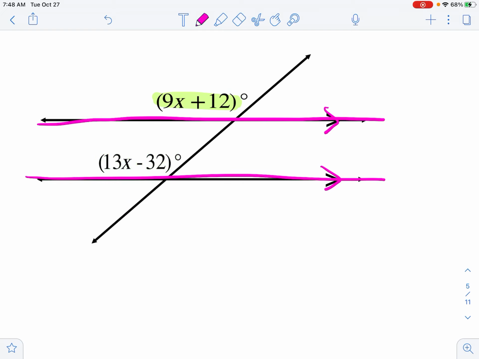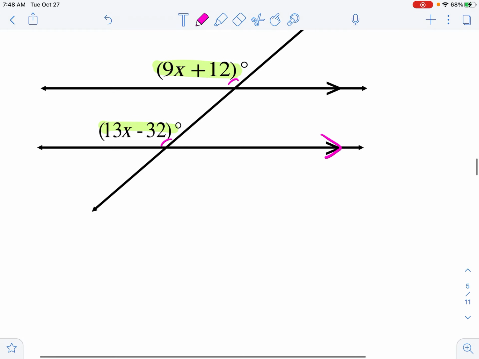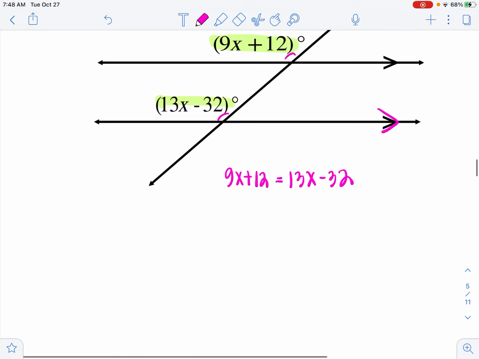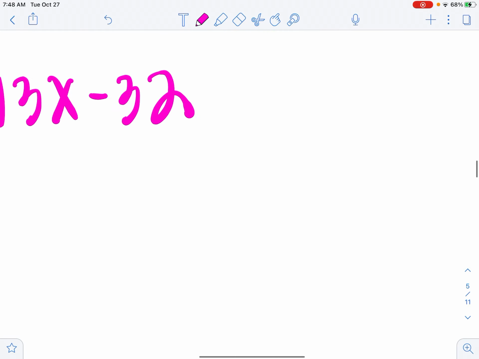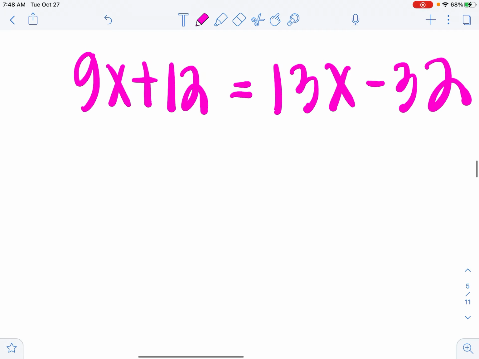So they're corresponding angles. What do we know about corresponding angles? Corresponding angles are congruent. So if they're congruent, I can set them equal to each other. So I'm going to do 9x plus 12 is equal to 13x minus 32. No like terms on the left side. Right side, no like terms.